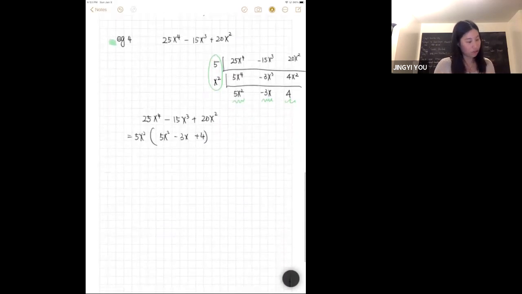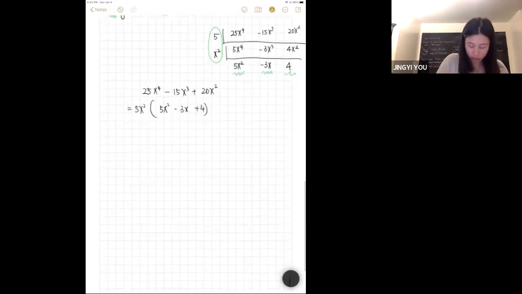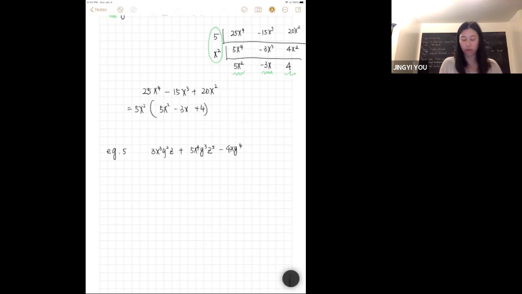Let's have another example, a little bit complicated one. Let's add 2 more variables. I have 3x cubed y squared z plus 5x to the fourth y cubed z to the fifth minus 4xy to the fourth. So now I want to write down these three numbers and try to find their common factors.